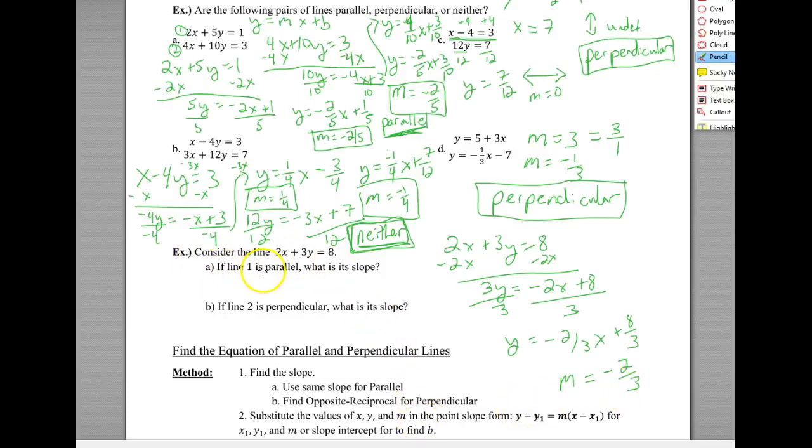Hence, if a line is parallel to this line, it will have the same slope. The slope will be negative 2/3.